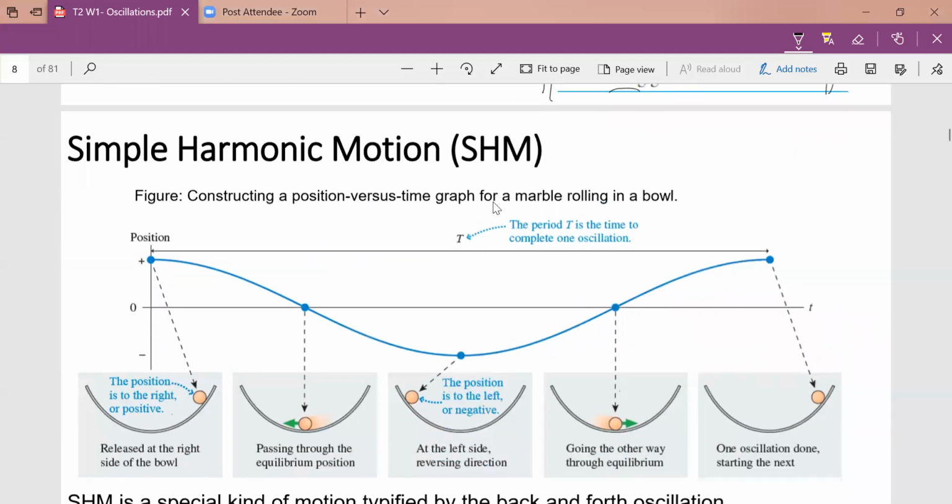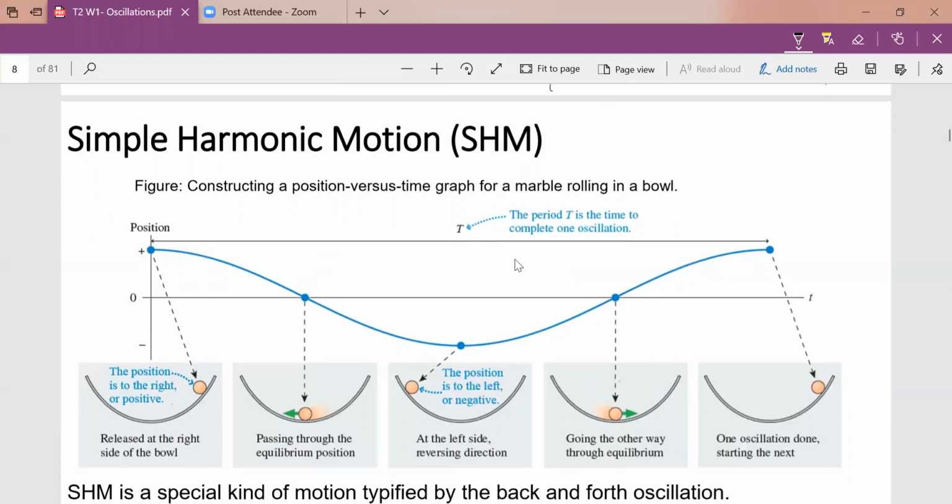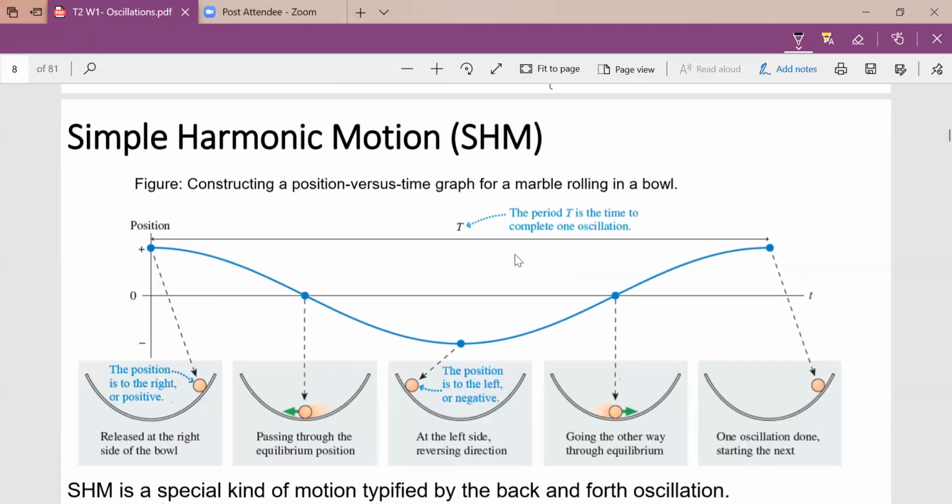So we said at the beginning that we want to focus on oscillatory motion that can be described with simple harmonic motion. So let's quickly see what simple harmonic motion is exactly. Simple harmonic motion is a special kind of motion typified by the back and forth oscillation. It is typified by the repetition of a particular kind of motion over and over. Most especially, it can be described as the back and forth motion.